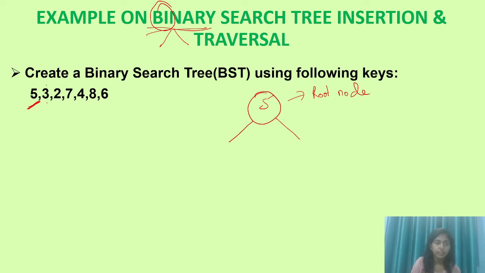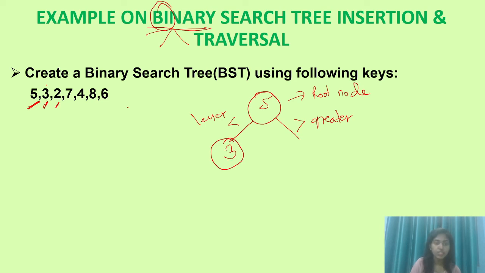Now 3 is the next element after 5. Is 3 less than 5 or greater than 5? It is less than 5. All the greater elements will come on the right hand side of 5 and all the lesser elements than 5 will come on the left hand side of 5. So 3 is, we all know, lesser than 5, so it will come on the left hand side of 5. So now 3 is done.